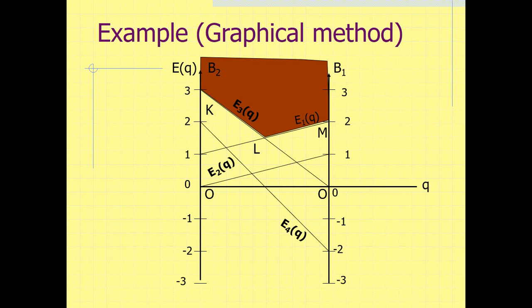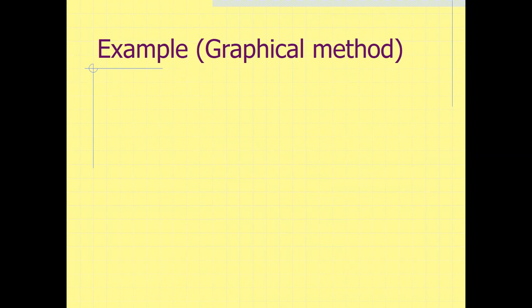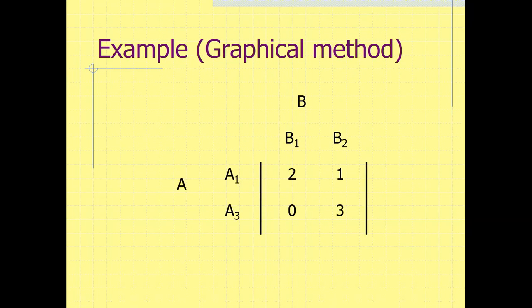In this figure, the upper envelope is shown by a thick line KLM, and the lowest point L, the point of intersection of E1 and E3, gives the minimum value of the maximum payoffs of B. The point L corresponds to the matrix formed by E1 and E3, and the corresponding matrices of order 2 by 2.